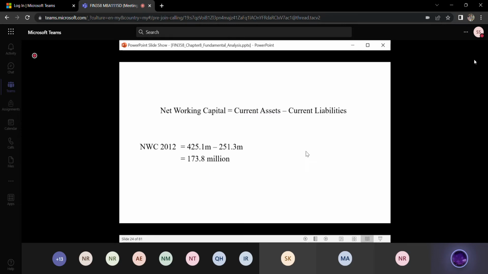So you calculate, alright, this one is the year 2013. Right, so we have 425.1 million minus 251.13 million. So we get 173 million. So you calculate year 2013, what do you get? What is the working capital?